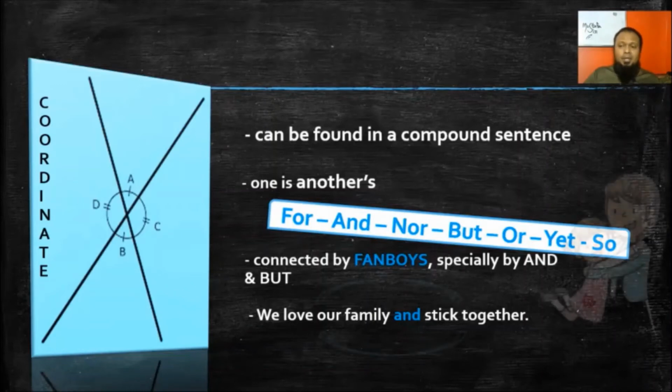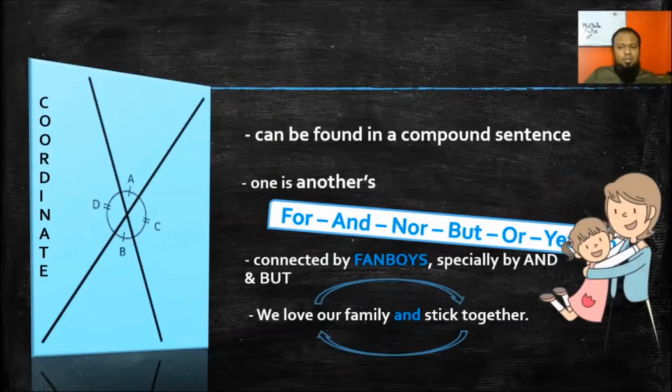Like I was saying, here "we love our family" is a coordinate clause of "stick together," and "stick together" is a coordinate clause of "we love our family." Here, "stick together" has a subject of "we," as both clauses have the same subject. I haven't put the subject "we" separately again. You can say we love our family and we stick together, but it sounds kind of unprofessional, so we use "we love our family and stick together." This is the idea of coordinate clause.